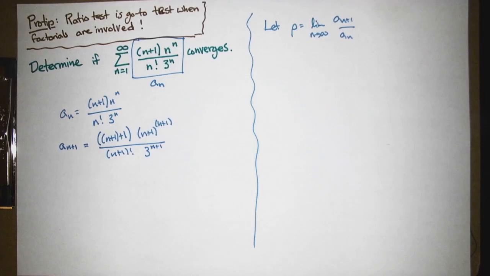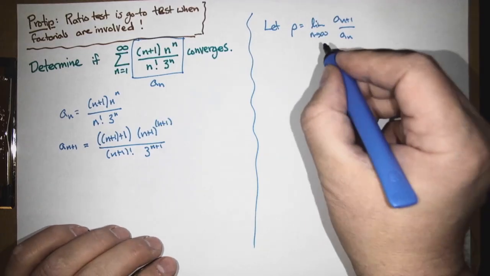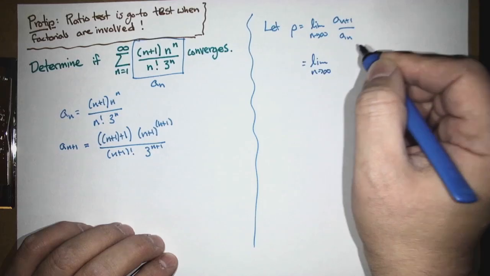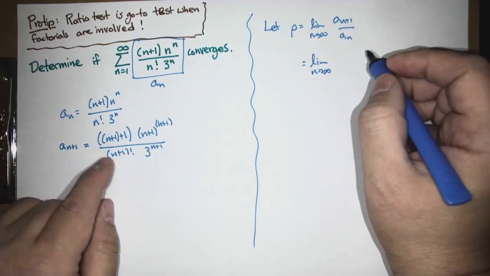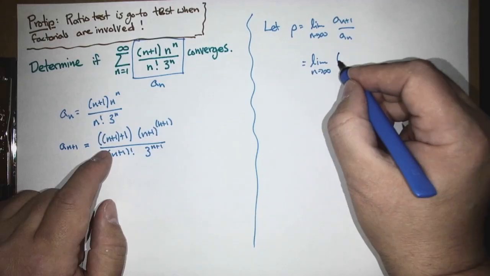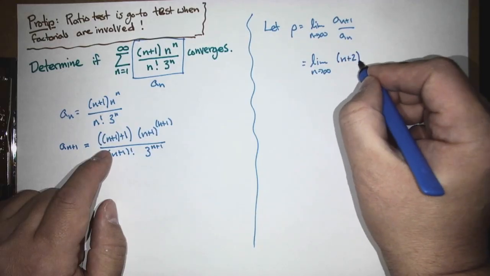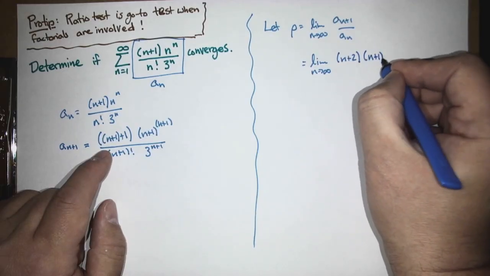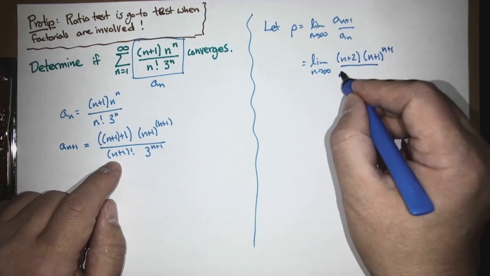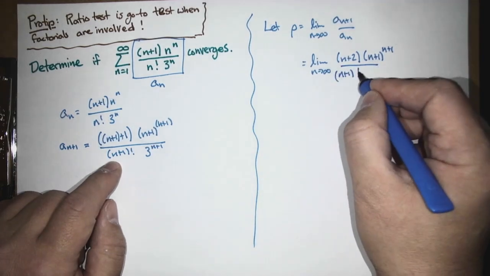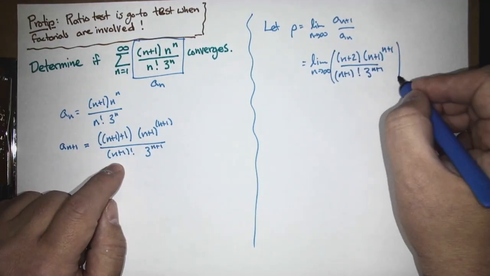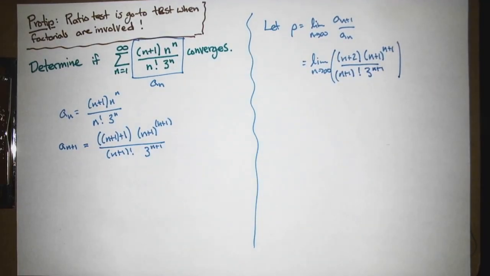All right. So this is going to become a limit as n goes to infinity of, so I'll start with a n plus 1. So n plus 1 also goes by the name n plus 2. Then you have n plus 1 to the power n plus 1. And now you have n plus 1 factorial. And you have 3 to the n plus 1. So this is our a n plus 1. And now we're going to divide by a n.